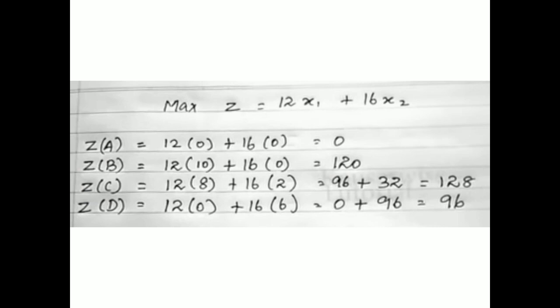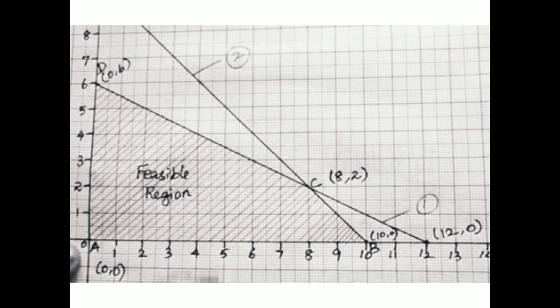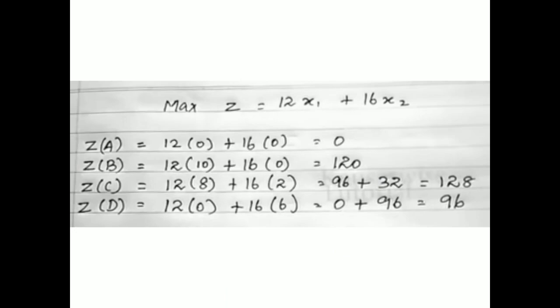In this way, for all 4 corner points, I need to find the objective function by substituting x1 and x2 with their respective values. The objective function values came out to be 0, 120, 128 and 96. Among these, point C, which refers to (8, 2), that is x1 is 8 and x2 is 2, gives the maximum objective function.